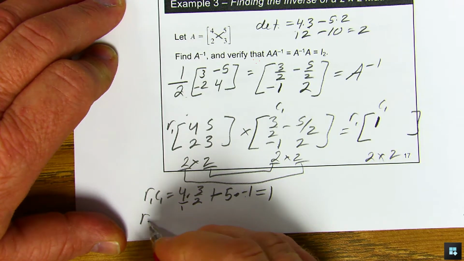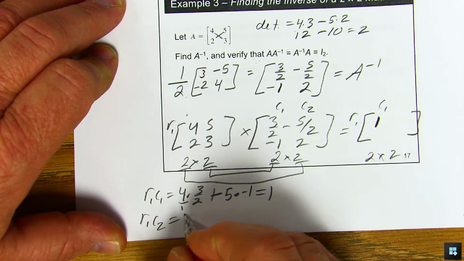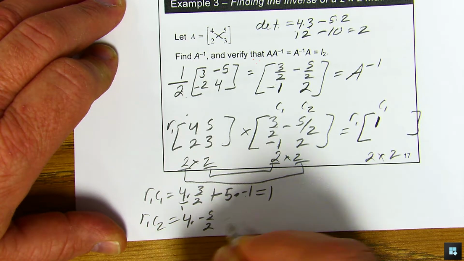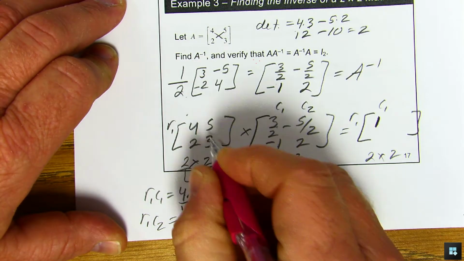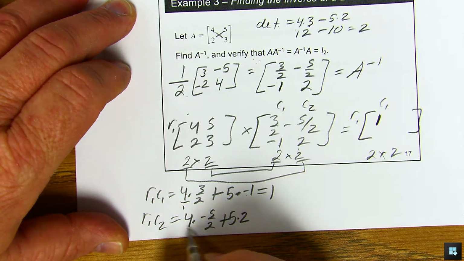So now to find row 1, column 2, I take row 1 times column 2. So that's going to be 4 times -5 halves plus, across the left, down with the right, 5 times 2. So this is like over 1.